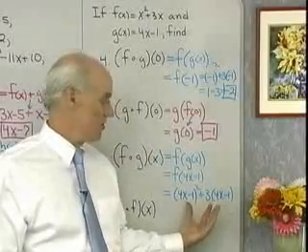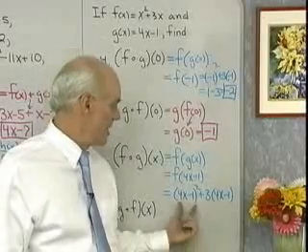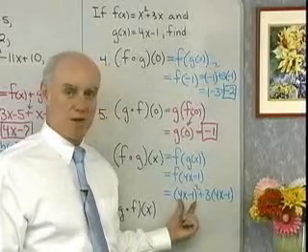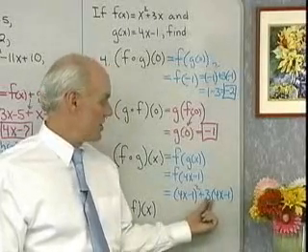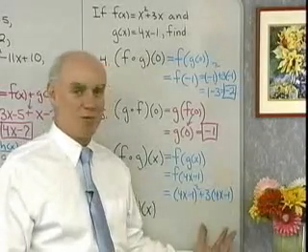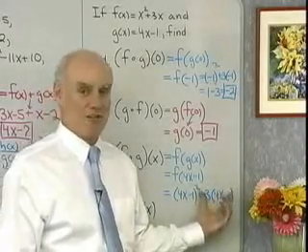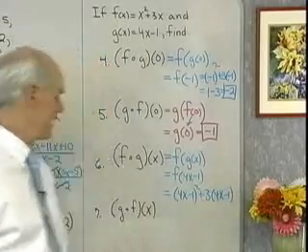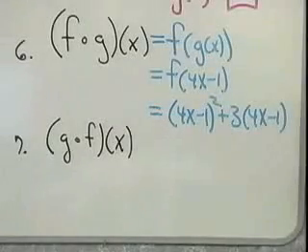If you were doing this on your homework, you want to go ahead and simplify this. Multiply this out, (4x minus 1) times (4x minus 1) plus 3 times (4x minus 1), then combine similar terms. But I'm about to run out of room here, so I'm just going to leave it there. You can finish this problem. Let's look at the next one. G composed with f of x.